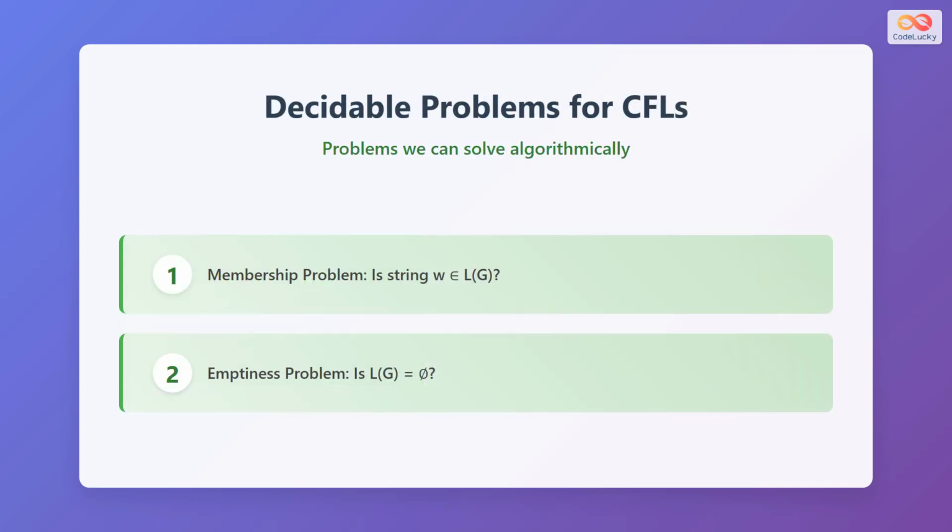Let's explore decidable problems for context-free languages. These are problems that we can solve algorithmically. First, the membership problem, determining whether a string W belongs to the language generated by a context-free grammar G, denoted as L of G. Second, the emptiness problem, determining whether the language generated by a context-free grammar G is empty, which means L of G is equal to the empty set.